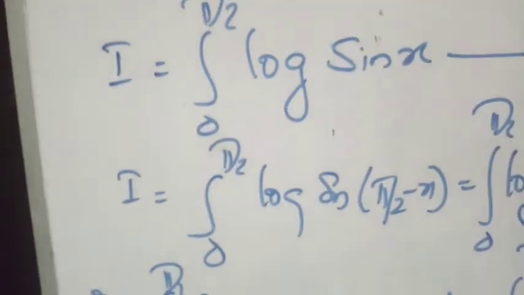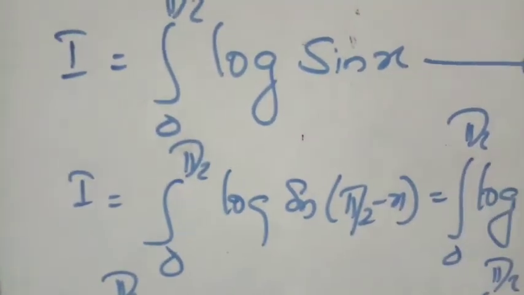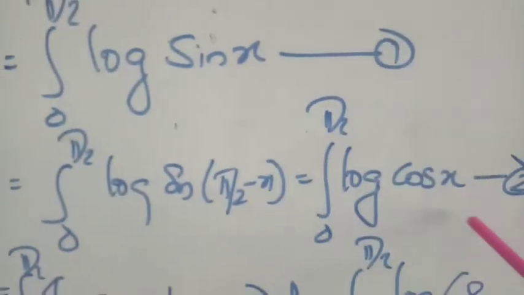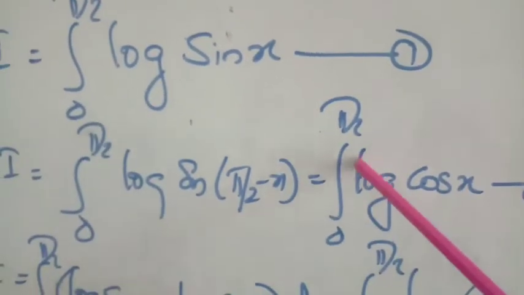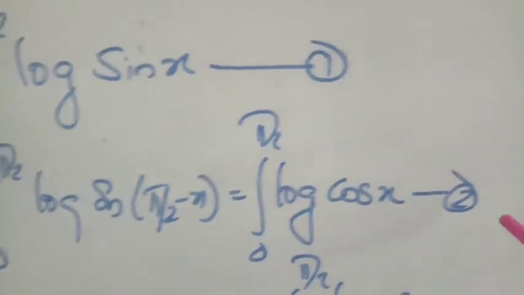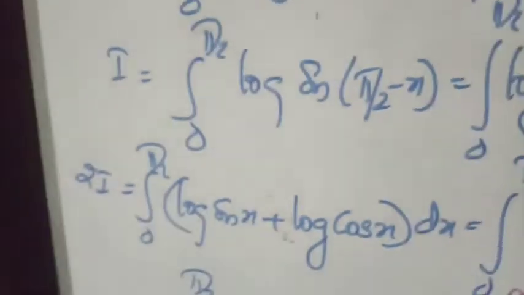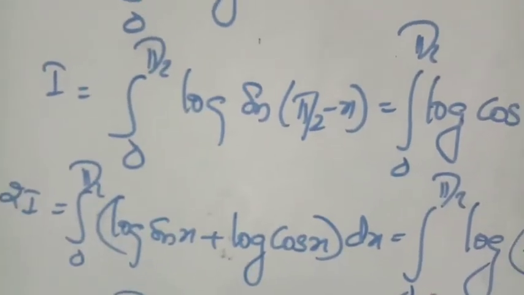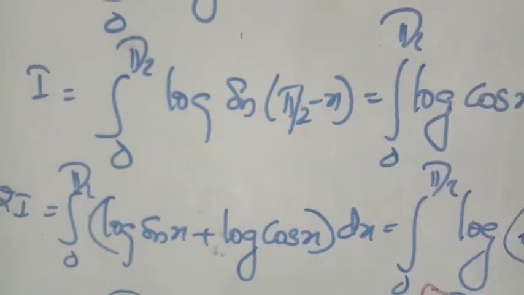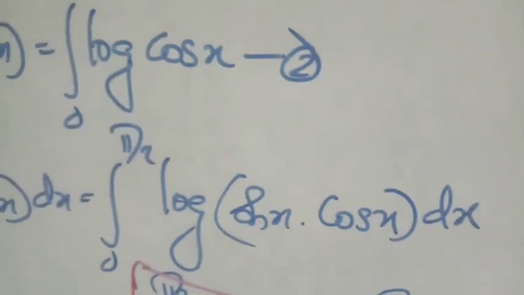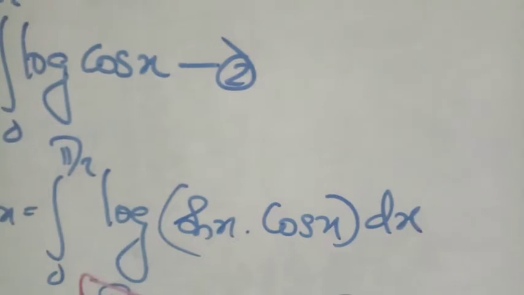Again I is equal to integral 0 to pi by 2 log of sin of pi by 2 minus x. You can change this x as pi by 2 minus x. Now this one becomes integral 0 to pi by 2 log of cos x. Assume this is equation number 2. The previous one is equation number 1. Adding these two, we will get 2I is equal to integral 0 to pi by 2 of log sin x plus log cos x. What is log a plus log b? We know that it is log ab. So that function becomes integral 0 to pi by 2 log of sin x into cos x dx.